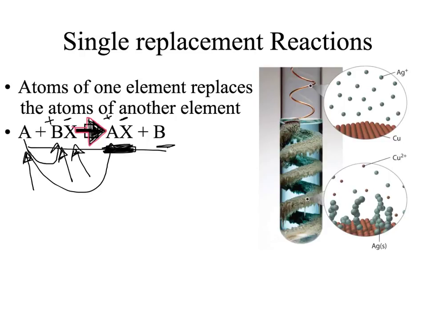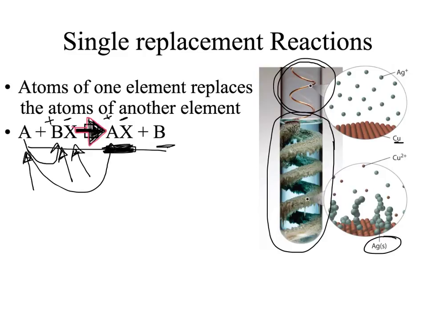The picture to the right shows an example of this kind of reaction. Here we have a wire. This wire is made of copper. And this copper wire is placed in a compound. And this compound is the liquid here that it is floating in. And so what happens is the silver that is in the liquid goes and replaces the copper. So now we have floating copper, and the silver becomes the solid instead.